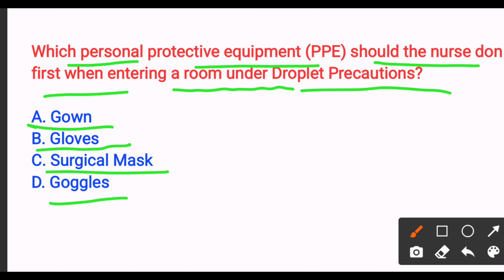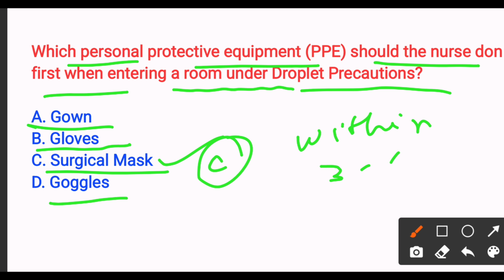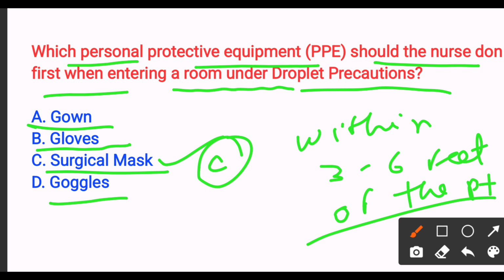Option D, goggles. The answer will be option C, surgical mask, because droplet precaution requires a surgical mask within 3 to 6 feet of the patient. While gloves and gowns are used for contact precaution, the defining PPE for droplet is the mask. So the answer will be option C.